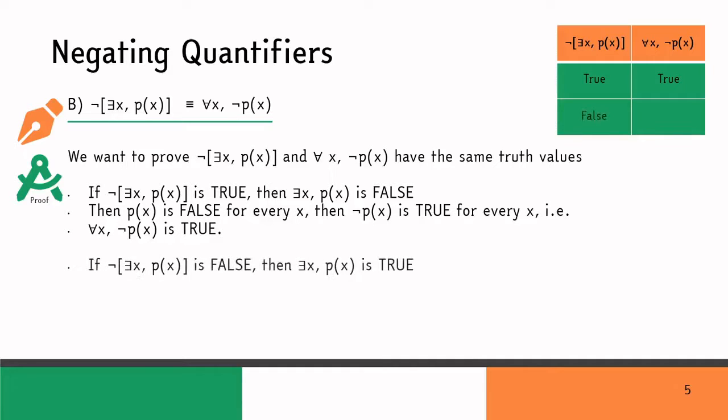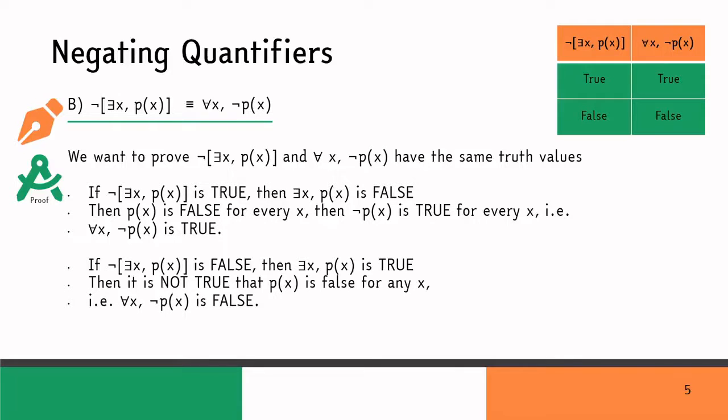In case it is false, we can say that it is its inverse. There exists x such that p of x is true. This means it is not true that p of x is false for any x, or mathematically, for all x negation of p of x is false. Now again we see the same truth values, and thus De Morgan's law for logic is proved.